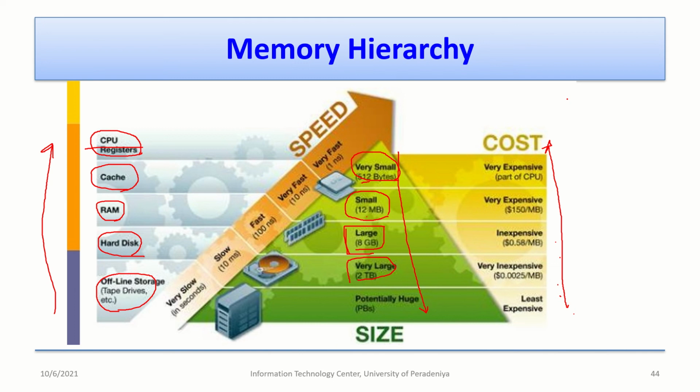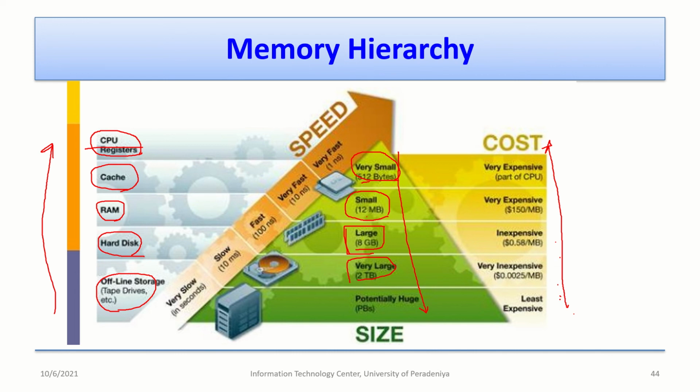If you consider the cost, how is the cost changing when you go upwards and downwards? When you compare the storage size, how does it change? When you go downwards, storage is high. When you go upwards, storage is low. When you go upward, cost is high. When you come downwards, cost is low. When you go upward, the speed is high. When you go downwards, the speed is low.